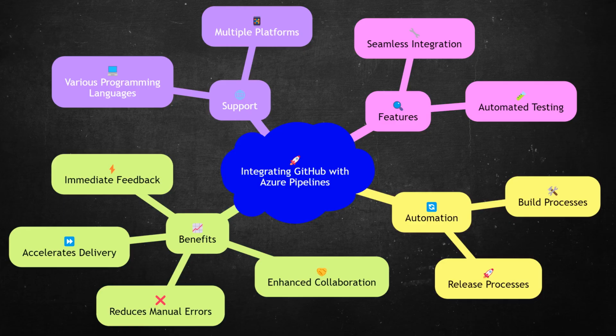Integrating GitHub with Azure Pipelines allows for seamless automation of your build and release processes. This integration ensures that every change made in your GitHub repository is automatically built and tested, providing immediate feedback to developers. It enhances collaboration, reduces manual errors, and accelerates the delivery of high-quality software. Additionally, it supports various programming languages and platforms, making it a versatile solution for diverse development needs.